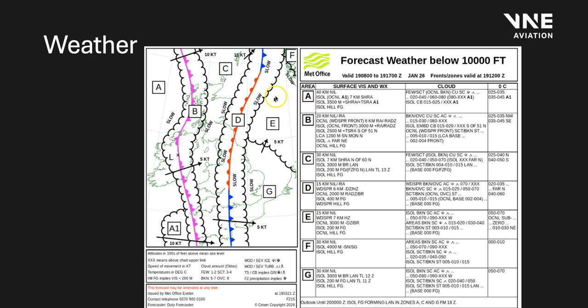So let's start on this left-hand side. You can see it's broken down into different sectors. So we've got A, B, C, D, E, F's right up in that top right hand corner, and G. So we're in this sector D at Leeds Bradford. So we need to have a look at D, but actually we need to look at the sectors that we're flying to. If we're flying down to East Anglia, maybe down to Norwich, we would be interested in this sector.